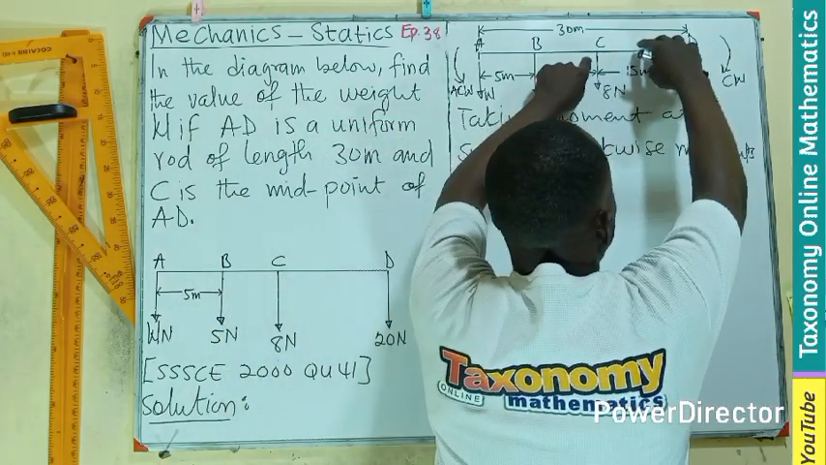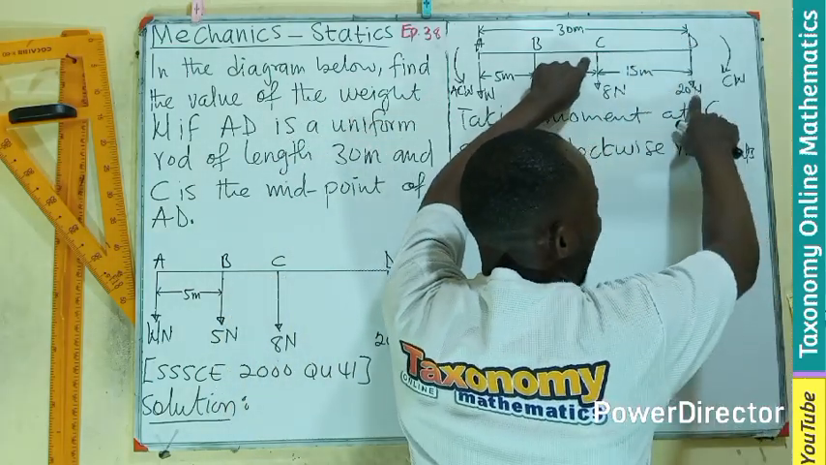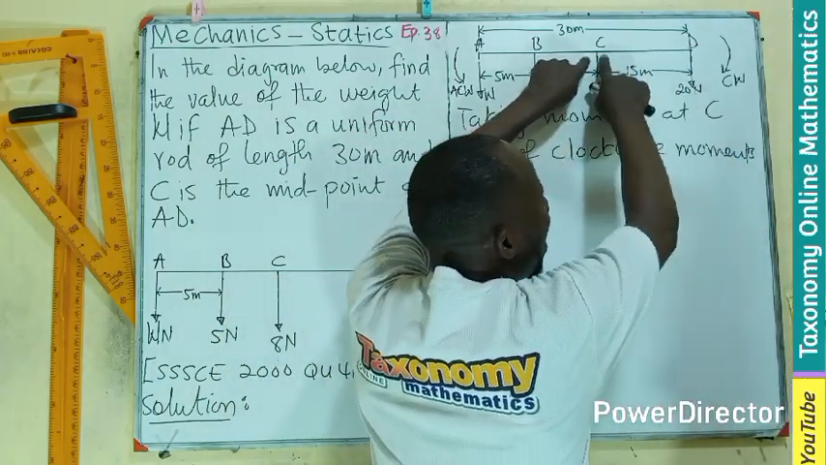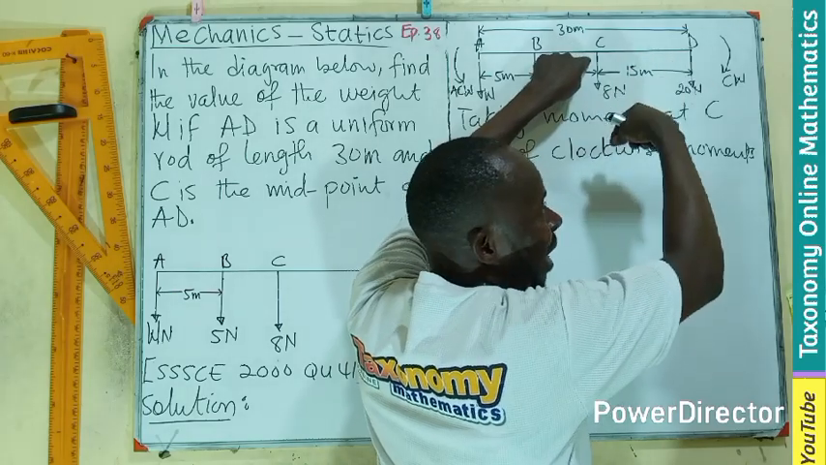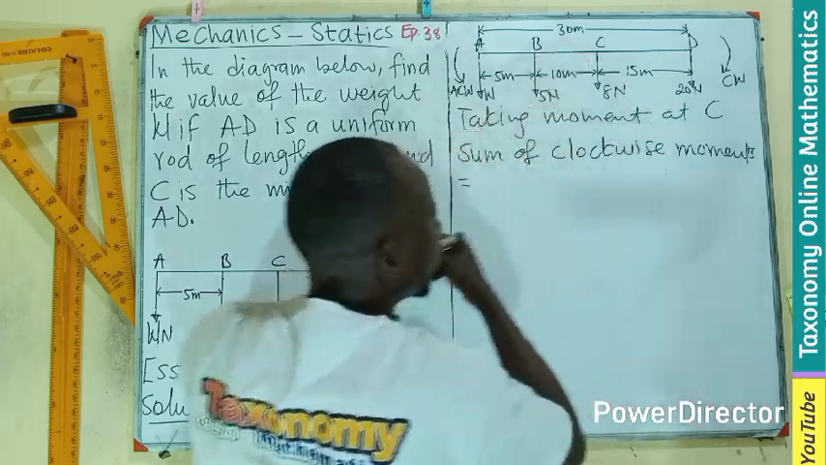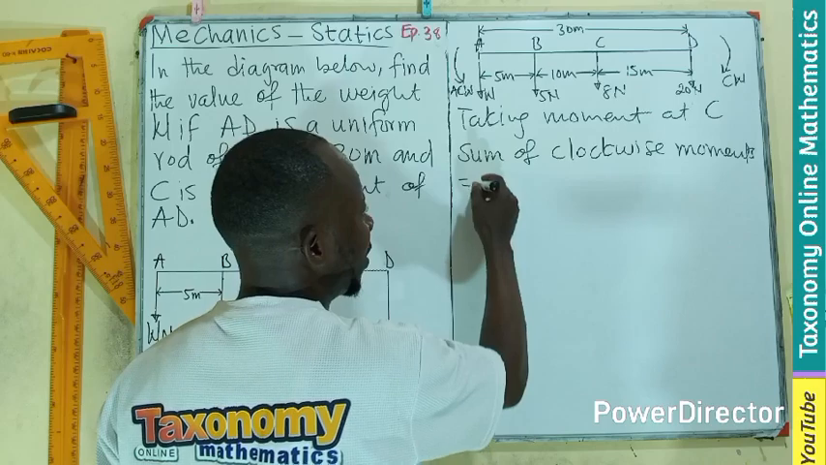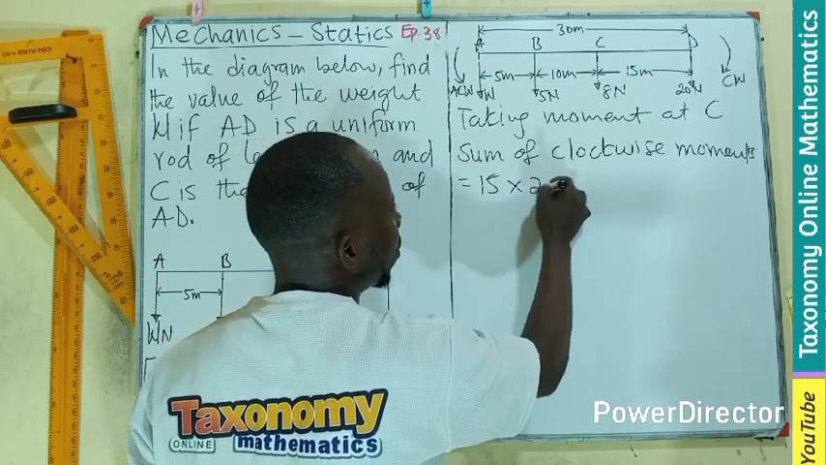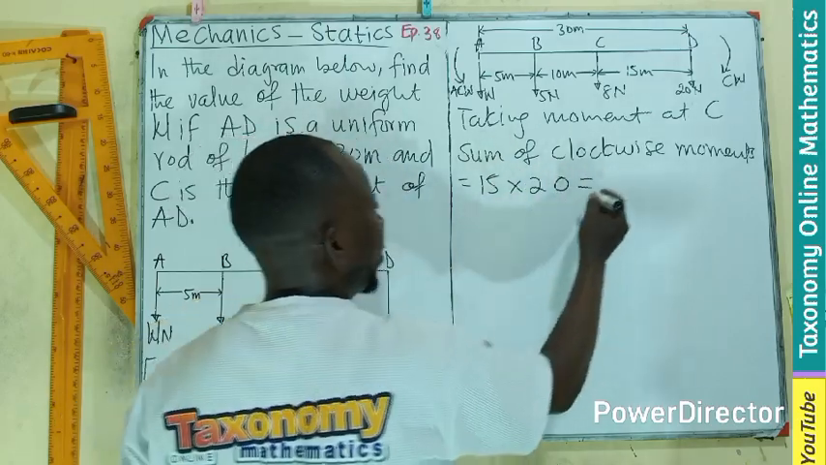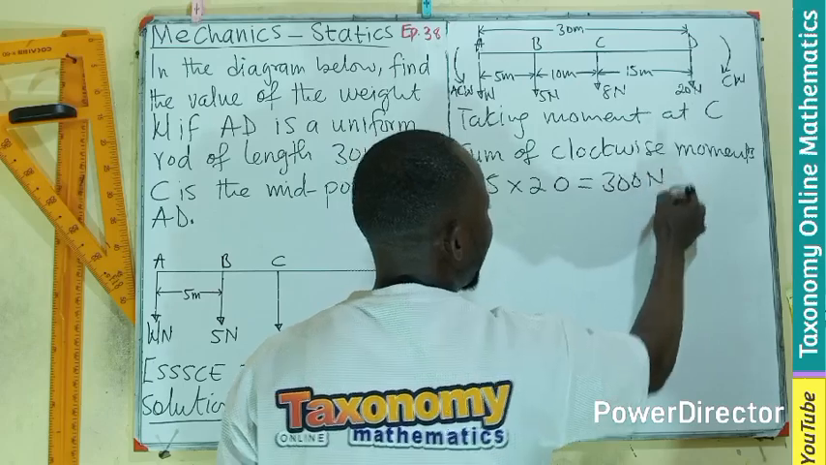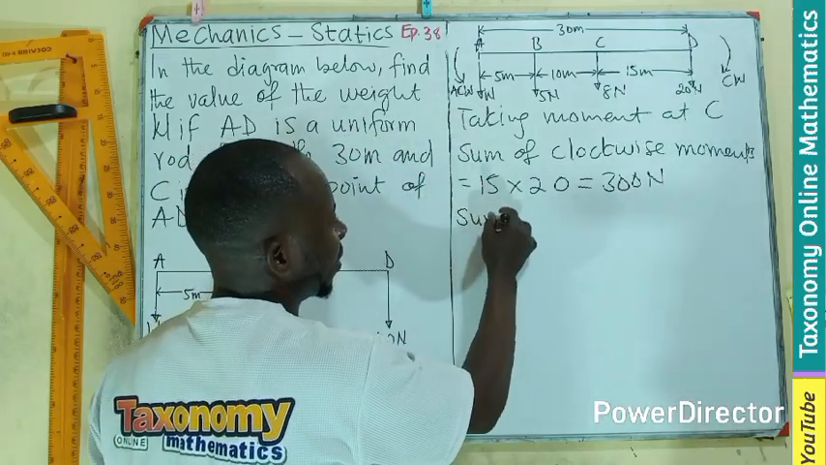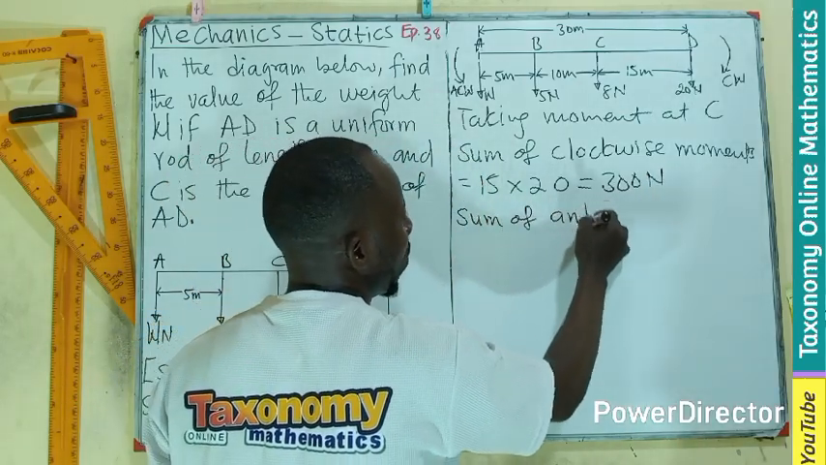Then, these forces are going down. So we have the force 20 moving away from the pivot, or the center, by 15. So the clockwise moment there will be 15 times 20, and I guess that will be 300, right? So 300 Newton meters. Let's find the sum of the anti-clockwise moments.